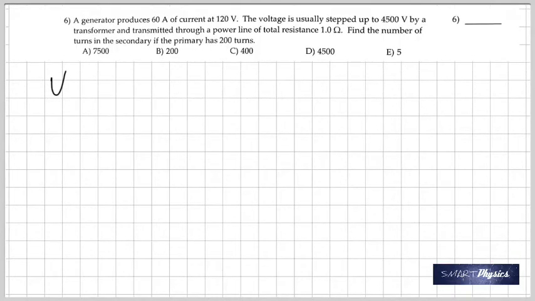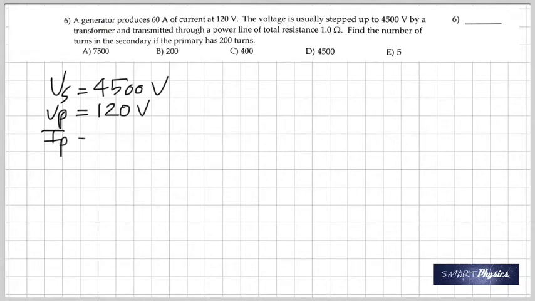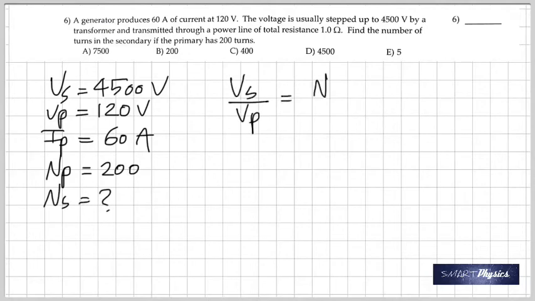A generator produces 60 amperes of current at 120 volt. The voltage is stepped up to 4500 by a transformer and transmitted through a power line. Find the number of turns in the secondary if the primary has 200 turns. So secondary voltage is 4500. The primary voltage is 120. Primary current is 60 ampere. Primary number of turns is 200. You have to find the number of turns in the secondary.